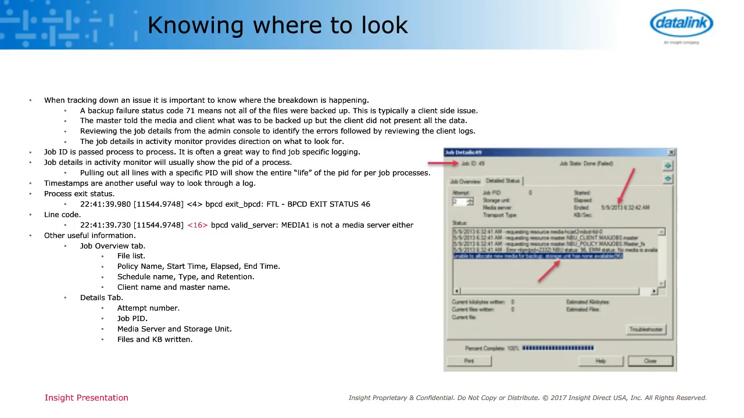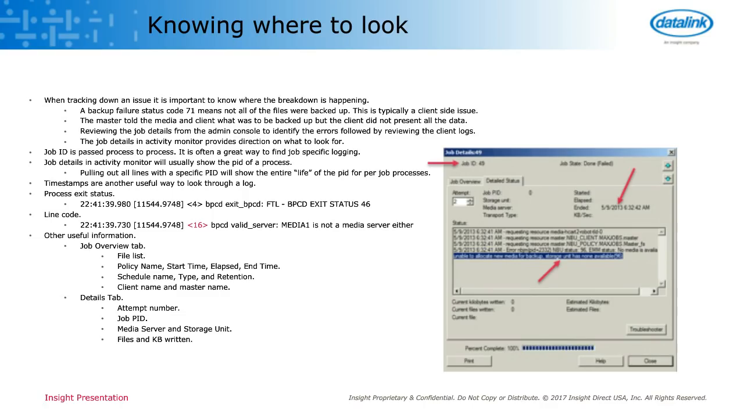So it all starts off with, when you're troubleshooting, understanding where to look for things. When you're tracking down an issue, it's important to understand where your processes are and where the process breaks down. A good example here, we'll just go over a basic one. A status 71 means that not all the files were backed up. So we passed the file list to the client and it didn't back up all the data. So we know we should probably focus on that client.